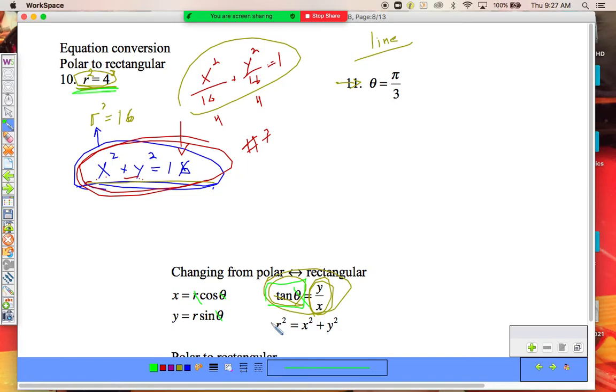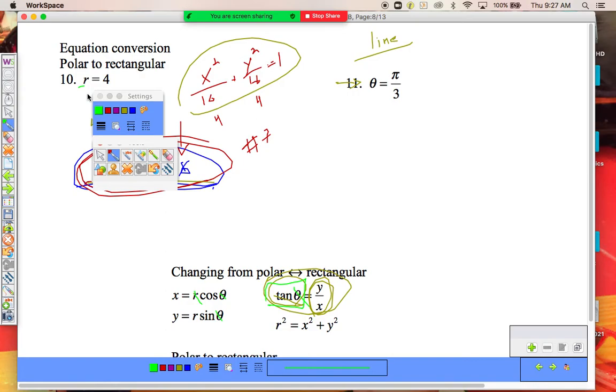There's something you're going to see that's very simple, it just doesn't make sense. Let's look over here real quick at the last one. I had an r, and I wanted to make it squared, so I squared both sides. I have a theta. I wanted to make it tangent of theta. What can I do to both sides of that equation? Tangent both sides. I'm going to take the tangent of both sides.